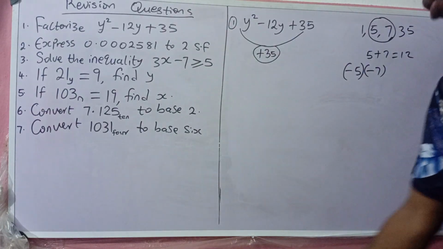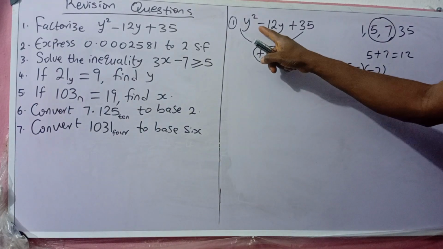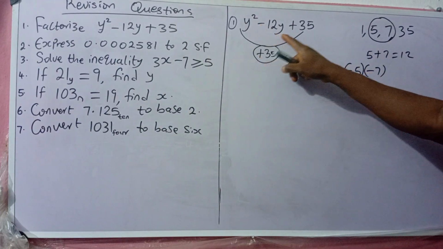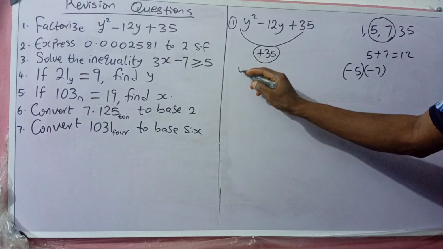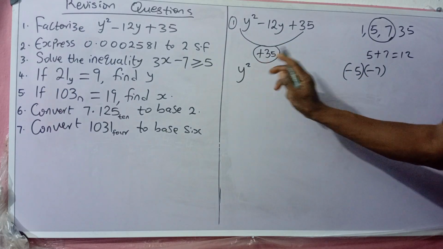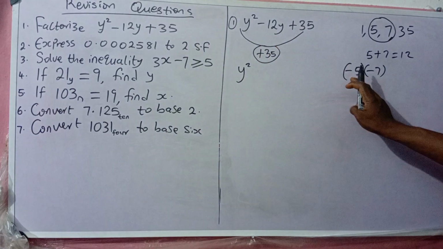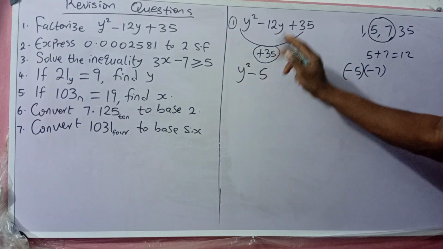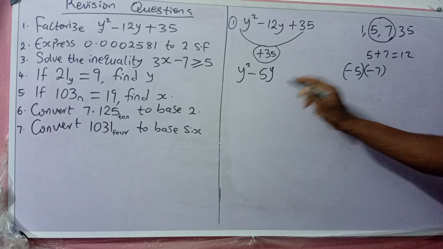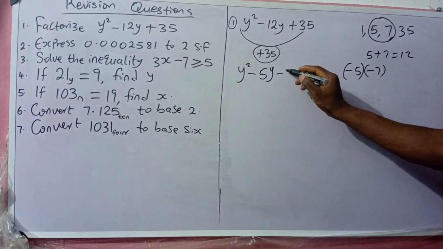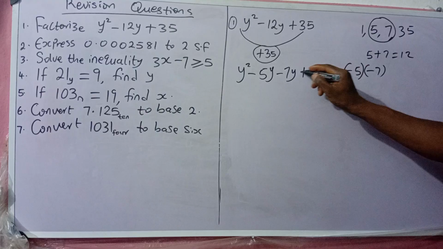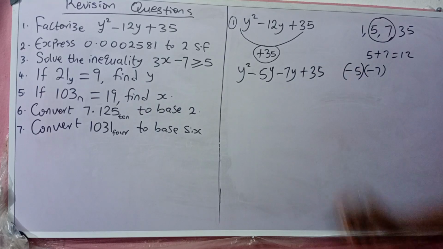So what do we do with the two factors? We are to use them to replace the middle number here. That will now look like this: y squared, then in place of the middle one, we replace it with these two. That will now be minus 5y, then minus 7y, then plus 35. That is exactly what we are to do.